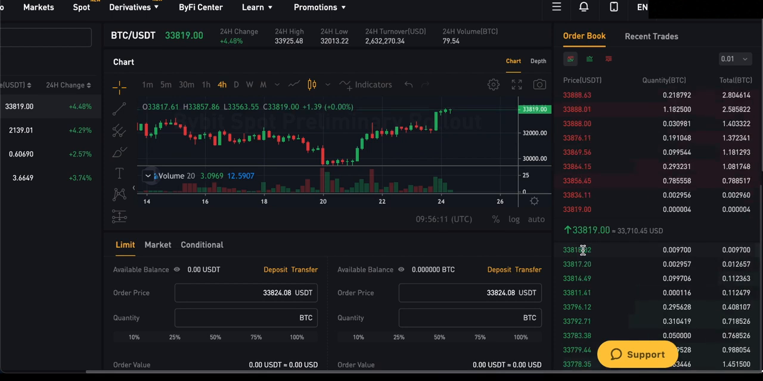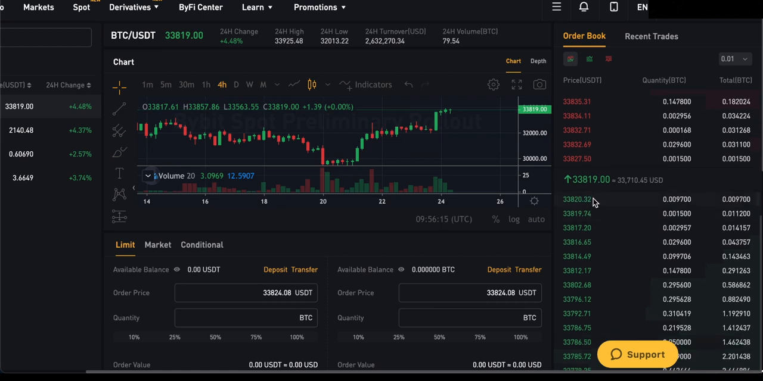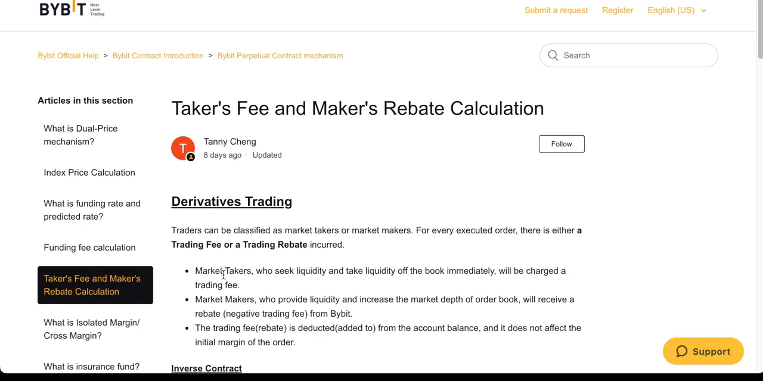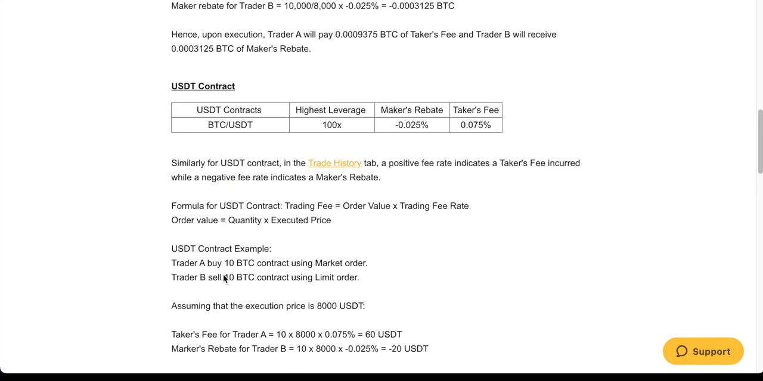If you want to buy straight away, then you will have to pay a slightly higher price as compared to just bidding a lower price and hoping that a seller comes and meets your price overall. This is a good time to go into the fees of Bybit as well, because they do change depending on what type of trader that you are. So we can see actually the spot trading fees if we come down right here.